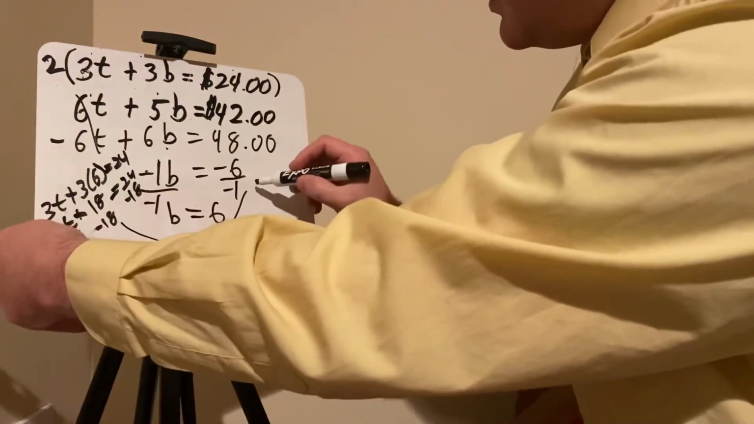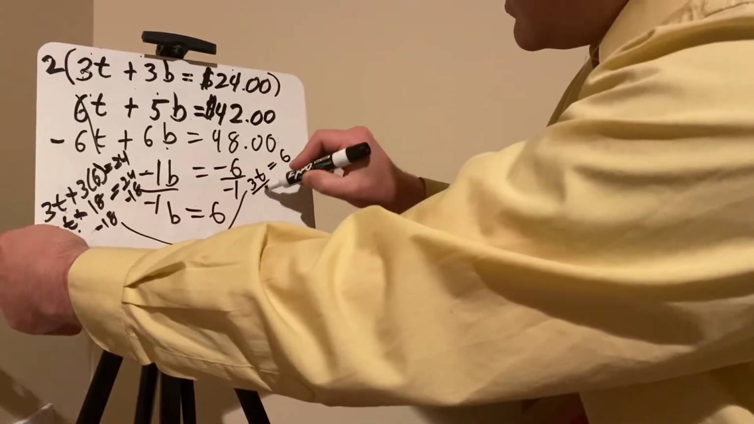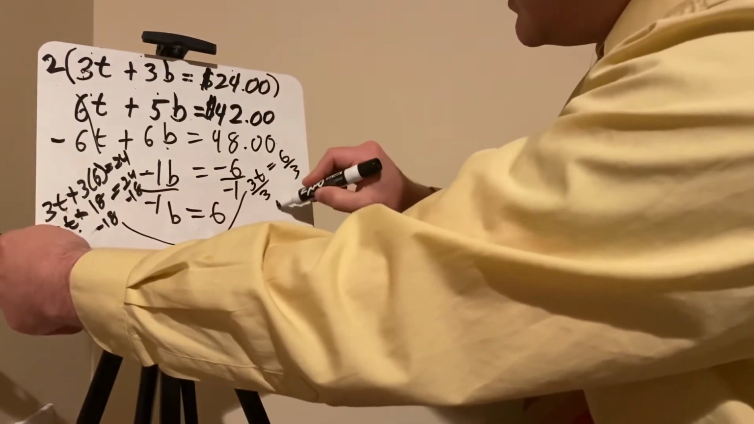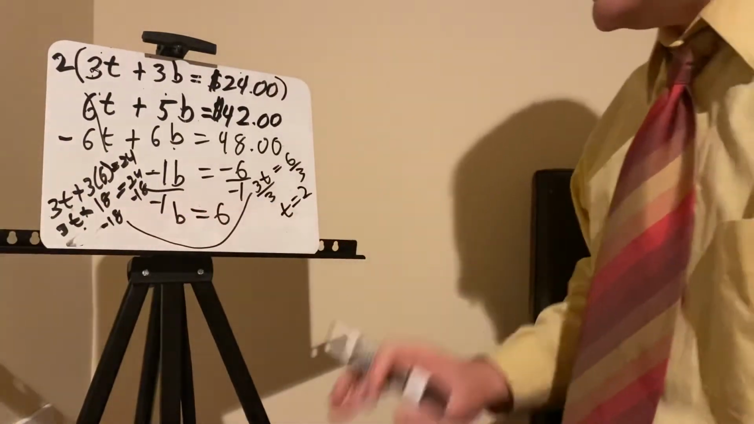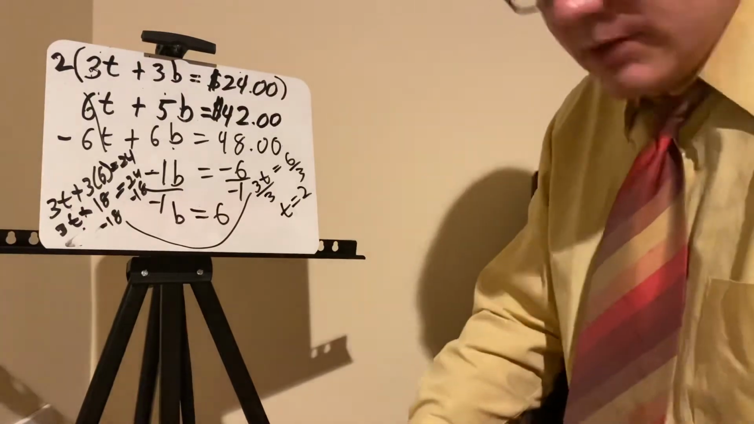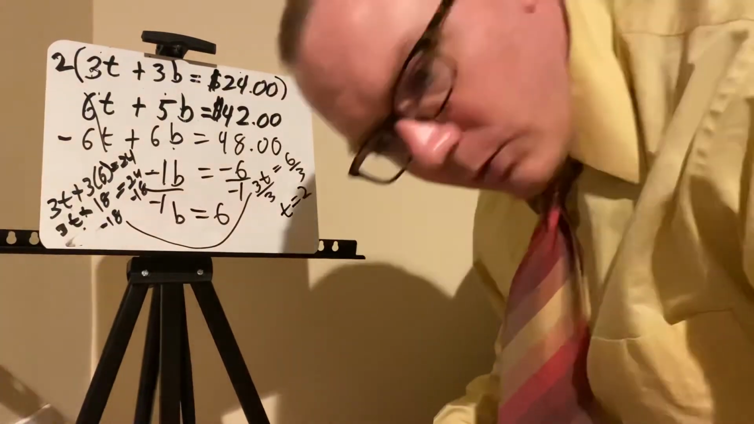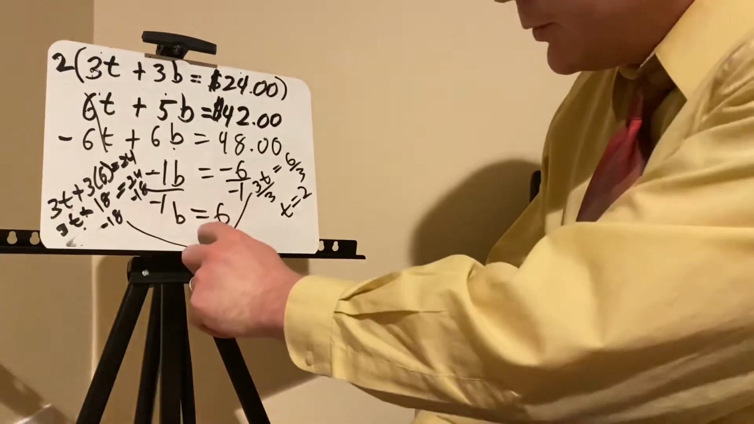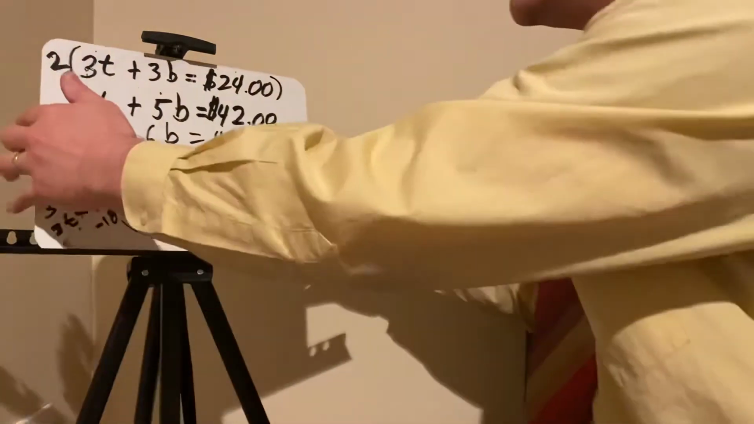So then 24 minus 18 is going to equal 6. So I'll come over here. 3t equals 6. Divide by 3. T equals 2. B is equal to 6. T is equal to 2. What does that mean in terms of this equation? We don't need an ordered pair because we're not dealing with x and y coordinates. But this means that a burrito costs $6 and one taco costs $2 in this situation.